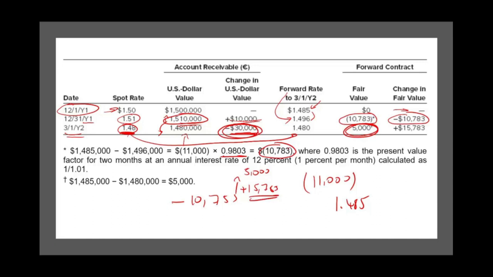The change in your fair value is 15,783. On December 31st, the fair value of the hedge was negative 10,783. By the time you realized the transaction, it was 5,000, so the change is 15,783. So you are at a gain of $5,000. Why? Because instead of getting 1,480,000, you get 1,485,000.